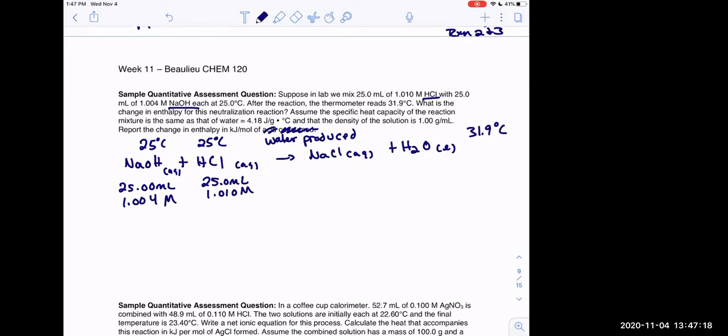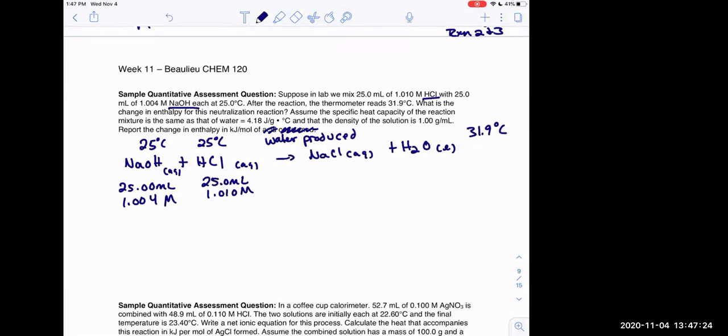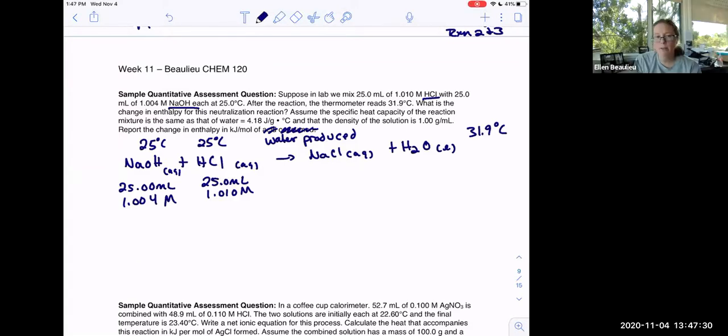Negative. You got it. How did you know, whoever said that? If temperature is increasing, that means delta H is negative. Like if we feel heat, it's exothermic. So 31 degrees is higher than 25 degrees. That reaction released some heat. If you release heat, then delta H should be negative.